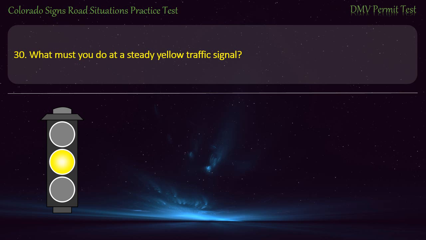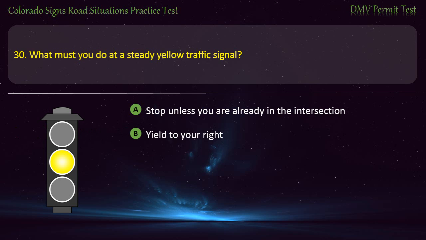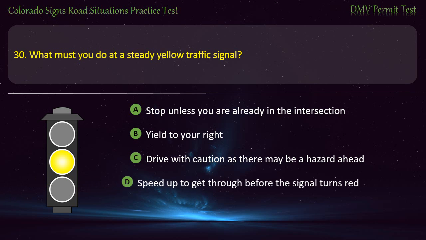Question 30. What must you do at a steady yellow traffic signal? Stop unless you're already in the intersection. Yield to your right. Drive with caution as there may be a hazard ahead. Speed up to get through before the signal turns red. Answer. Stop unless you're already in the intersection.